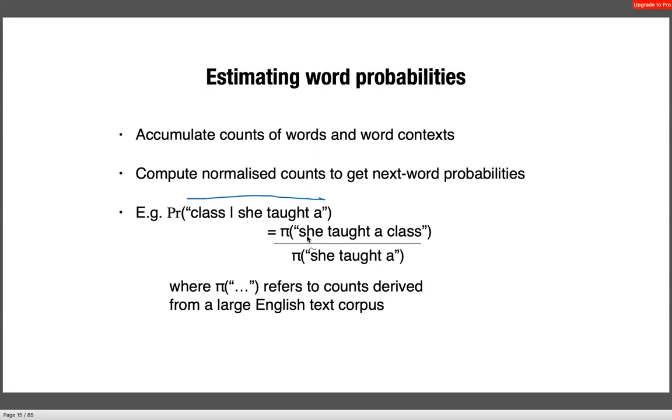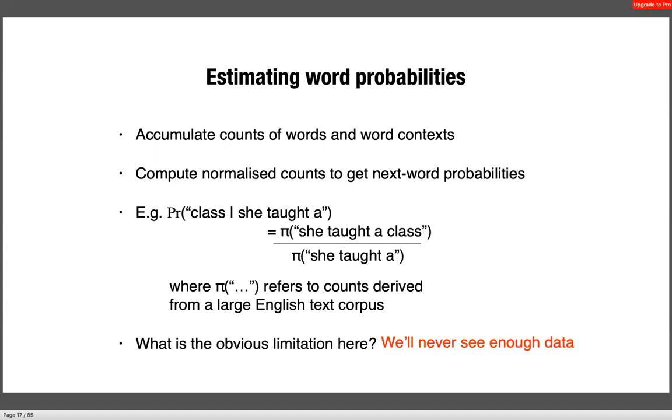Okay, and these counts you would just derive from a very large corpus of text in English, which is easily available, right? And for a large fraction of the world's languages, you can assume access to large text corpora. And so you just need to skim through them and then accumulate all these different counts, and then you have your desired probabilities. So, what's the catch here?